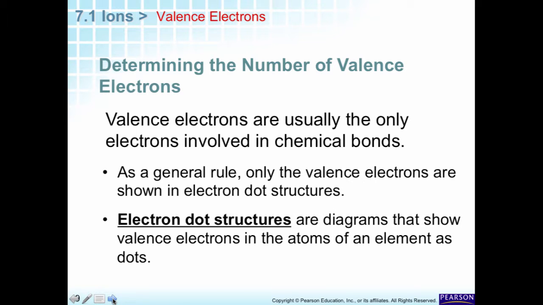Okay, how can we represent these electrons? We use something called electron dot structures. So what an electron dot structure is, we use the symbol for the element to stand for the nucleus and all of the inner electrons, and then we use dots to show the valence electrons. So we would have something like, if I look at hydrogen, okay, has 1 valence electron.